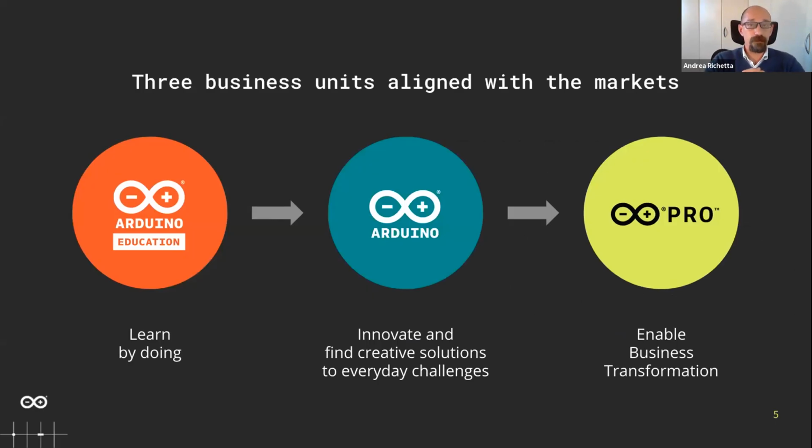We are now organized into 3 business units with the idea of combining different kinds of knowledge and providing a complete journey. Starting from the Arduino Education Business Unit, where you start learning by doing, then moving forward to the Arduino standard, the historical one, where you can innovate and find creative solutions for everyday challenges. And then the shift to Arduino Pro, whose main mission is to enable business transformation.